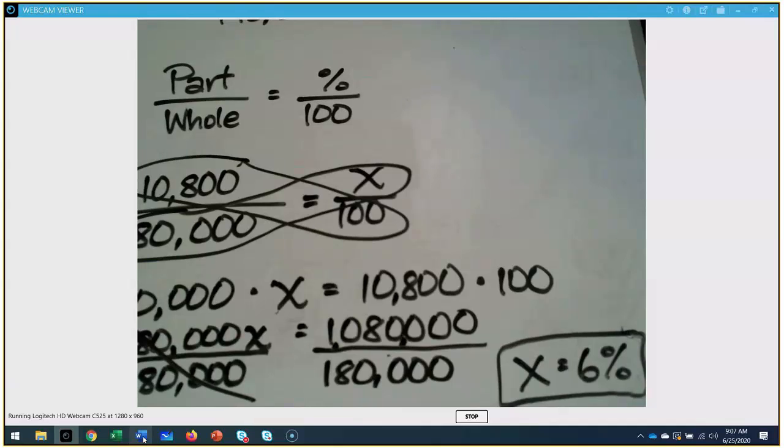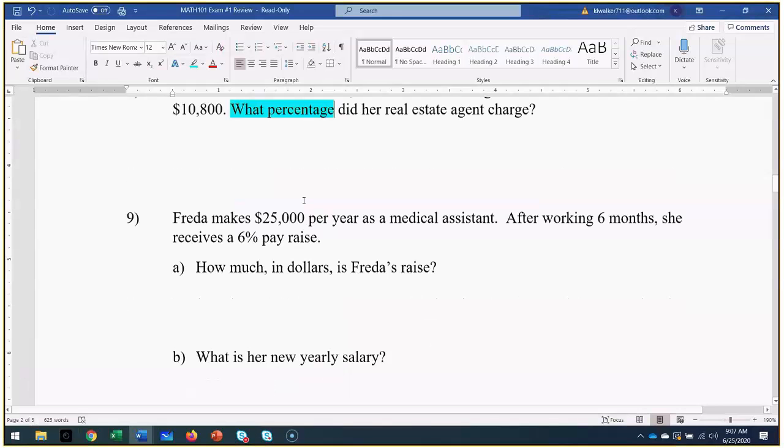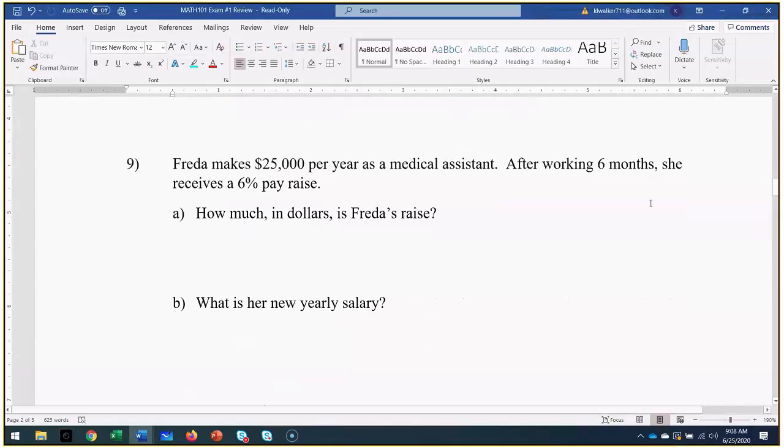Okay, that one's done. Let's look at the next one. Okay, so Frida makes $25,000 per year as a medical assistant. After she's worked there for 6 months, she received a 6% pay raise. How much in dollars is Frida's raise? And then what will her new yearly salary be? All right, so let me write down everything they told us. She started off at $25,000 per year as her salary.